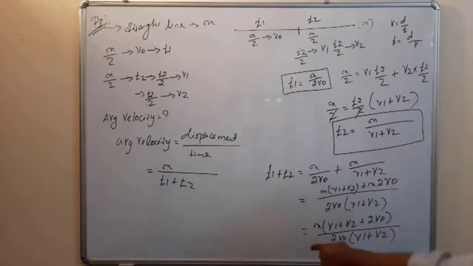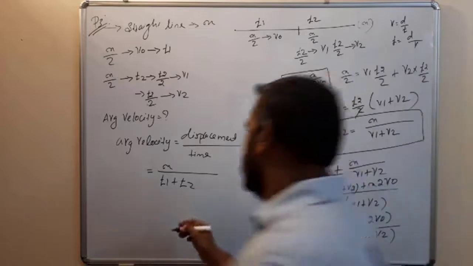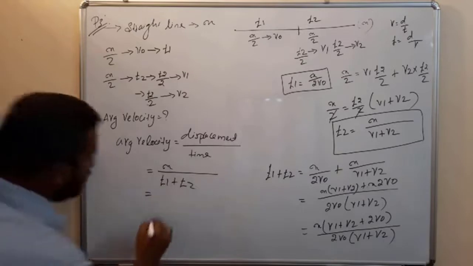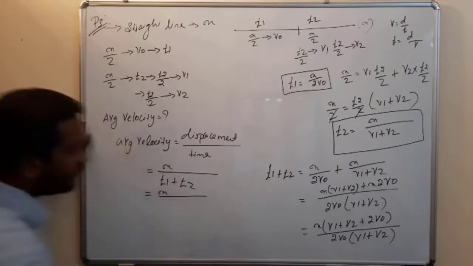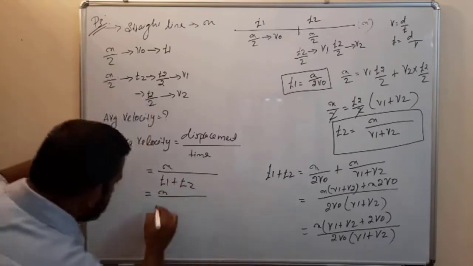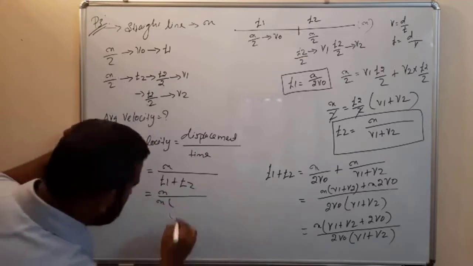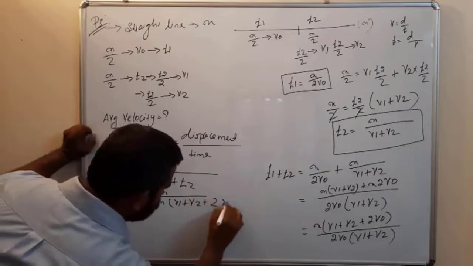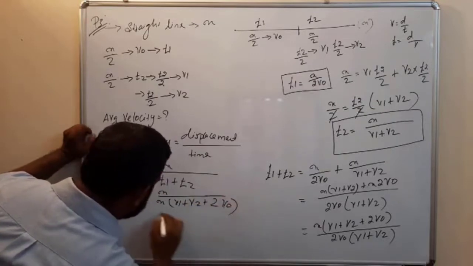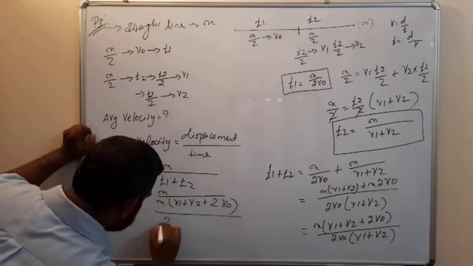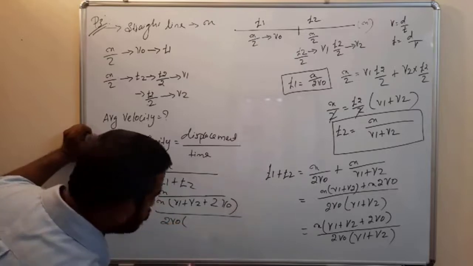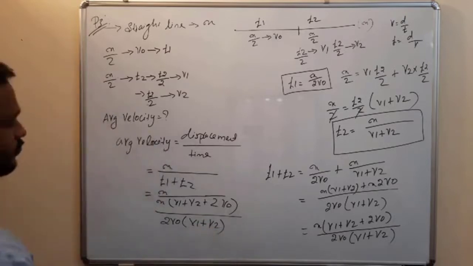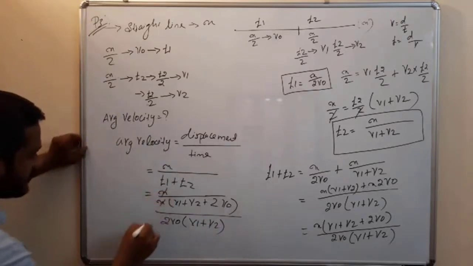Okay, so that is t1 plus t2. Substitute. So the average velocity is equal to x divided by t1 plus t2, so x divided by x into v1 plus v2 plus 2v0 over 2v0 into v1 plus v2. So x cancels.